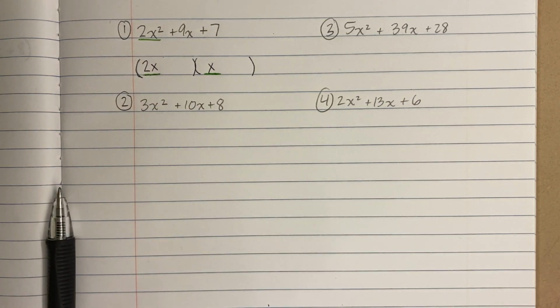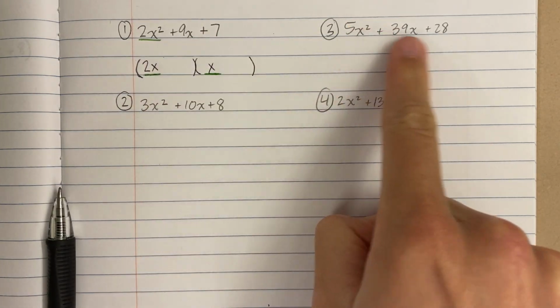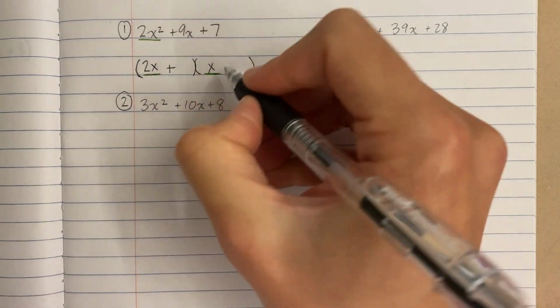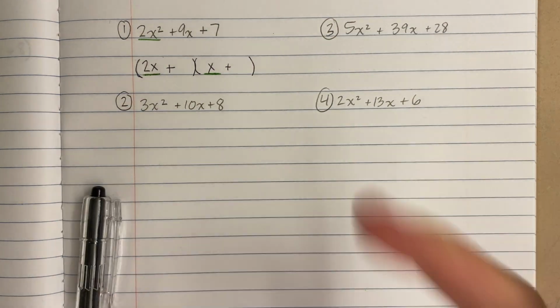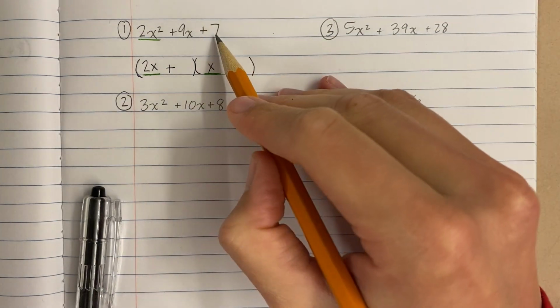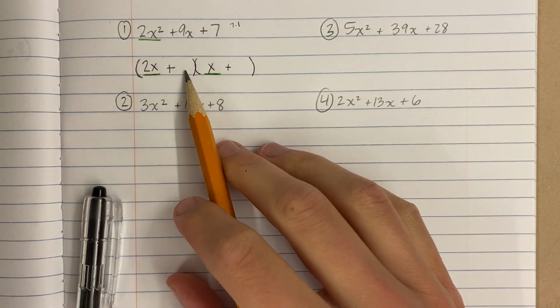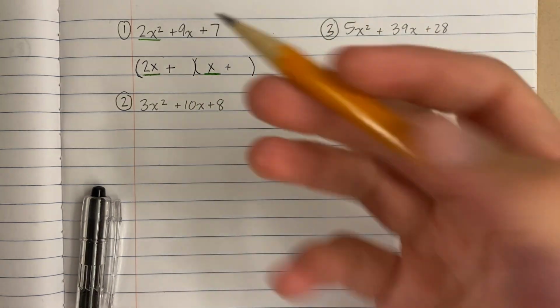Now, I also know, because I have all positives here, and you can see this is true in all 4, that I'm going to have plus signs here. There's no reason for me to introduce a negative sign. There are no negative numbers in any of these problems. Now, for 7, the only numbers that multiply to 7 are 7 times 1. So my only options here are 7, 1, and 1, 7. So let's just try one.